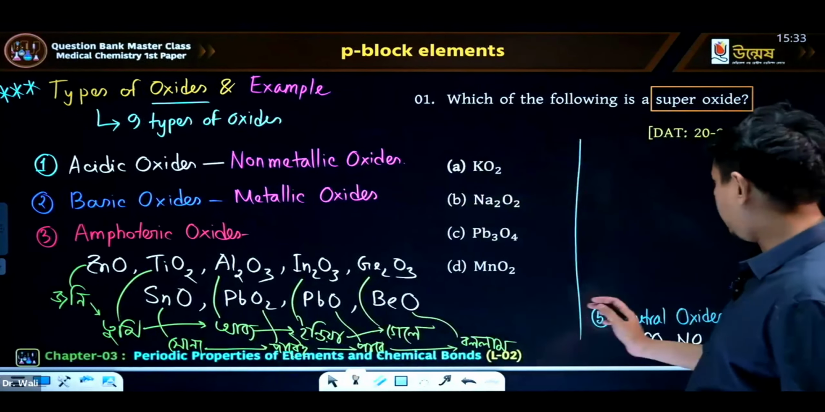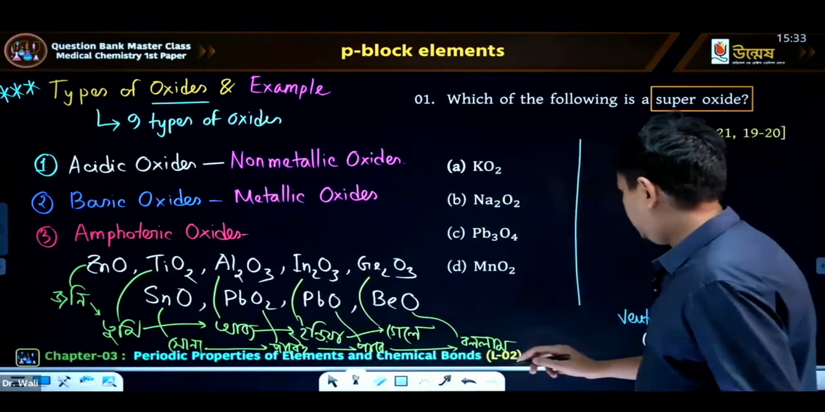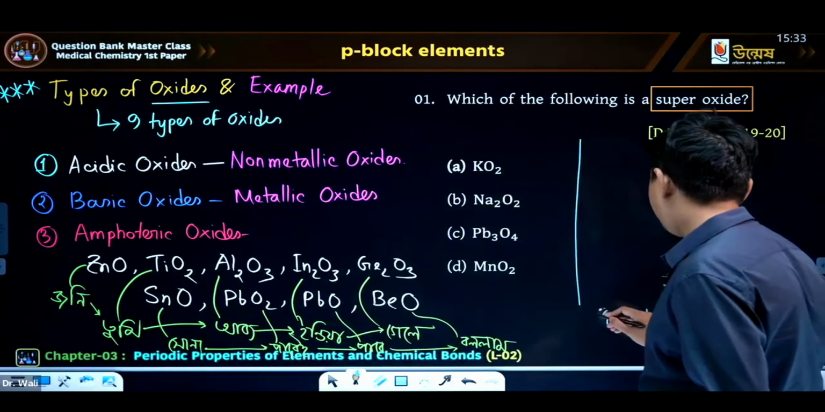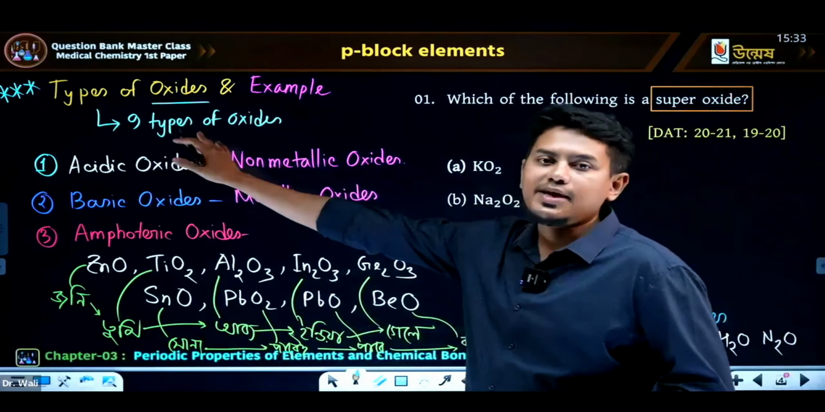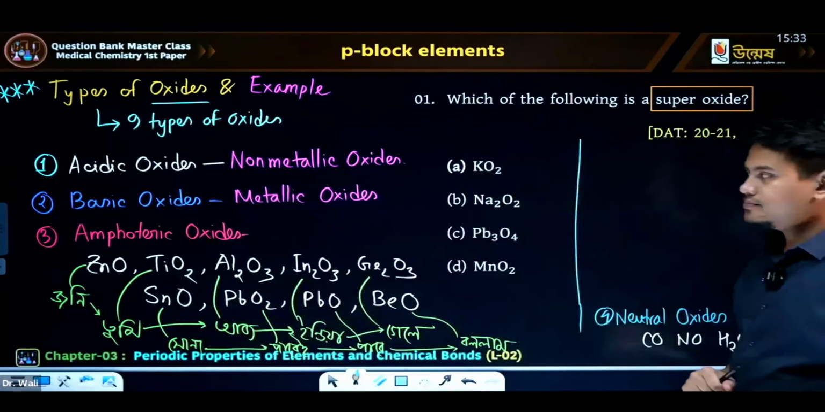So we got 4 types actually, not 5. Let me correct it. 4 types of oxides. Okay, what are the remaining 5? As I've already mentioned, there are 9 types of oxides. I just wrote only 4 types. What are the rest? Let's see.